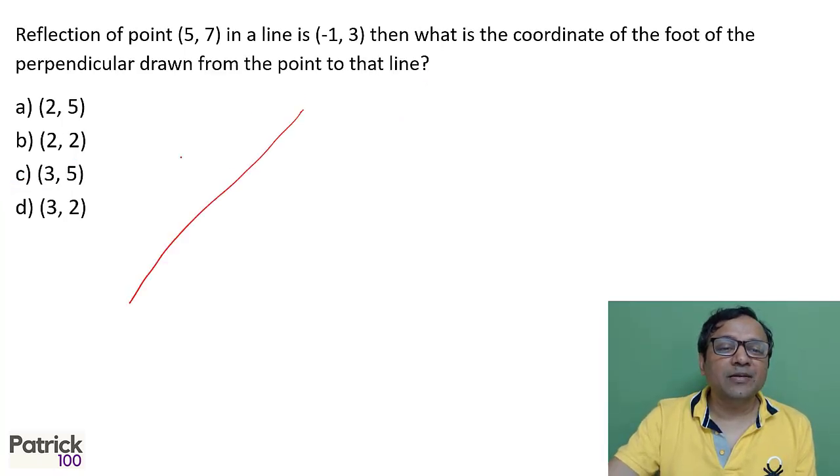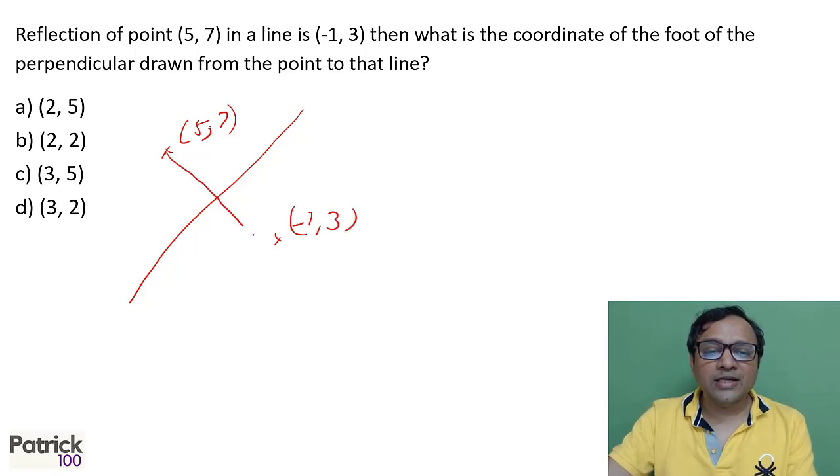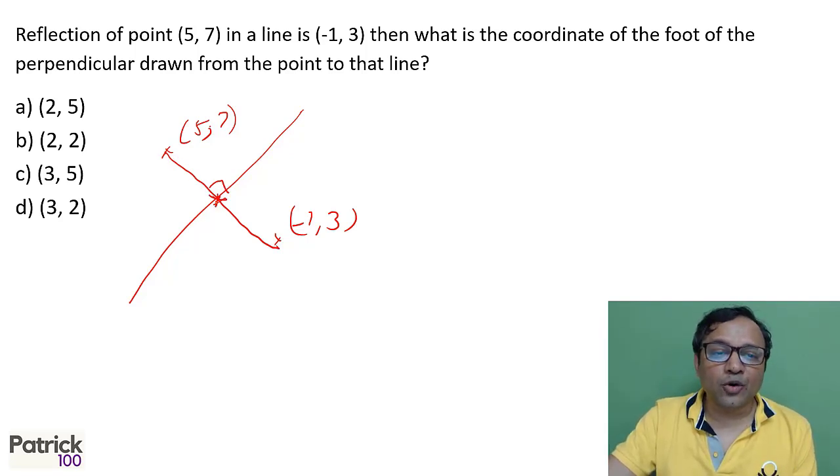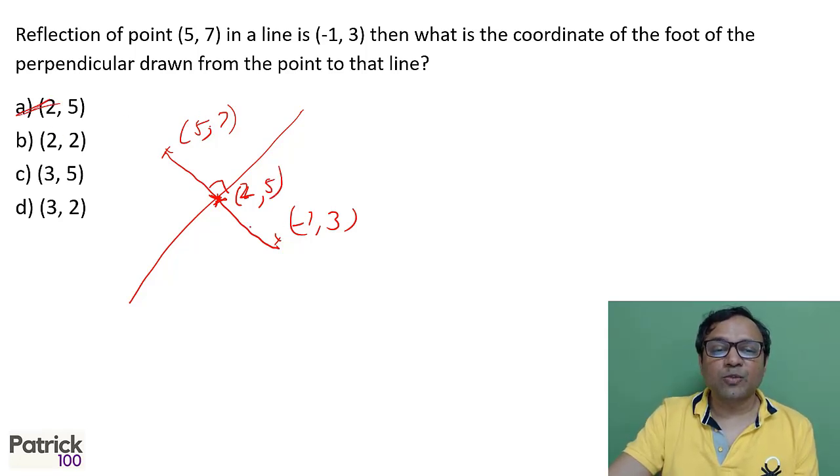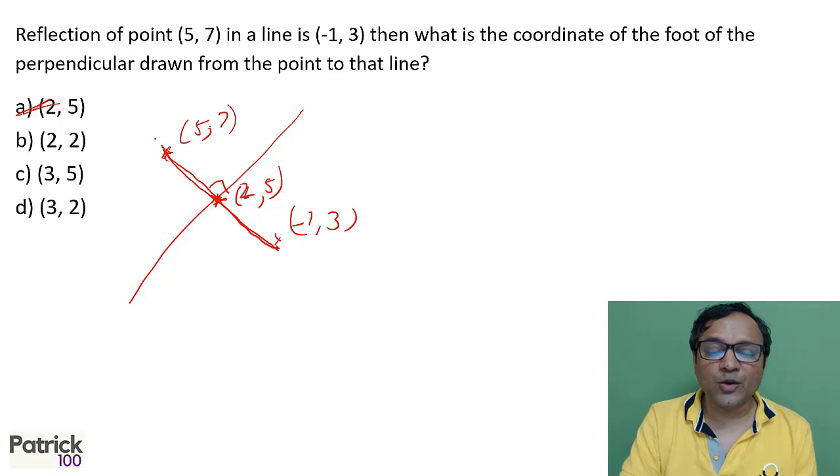Reflection of a point (5, 7), say this is (5, 7). Okay, and its reflection is (minus 1, 3). So if I draw a line, this reflection, this is perpendicular. So the point here will become the base of the perpendicular drawn. And this will also be the midpoint of the 2 points. So this will be nothing but (5 plus minus 1) which is 4 upon 2, 2, and (7 plus 3) 10 upon 2, 5. A option. So midpoint is (x1 plus x2) upon 2 and (y1 plus y2) upon 2. So when you draw a reflection, you will realize that this point will be the midpoint of these 2 points and they will also be perpendicular because of reflection. So from that you can find out (2, 5).